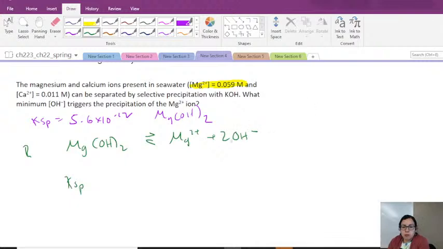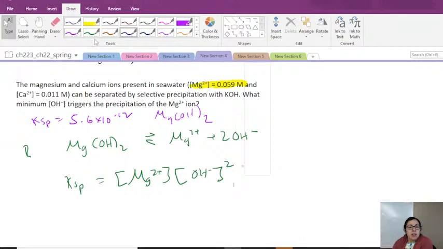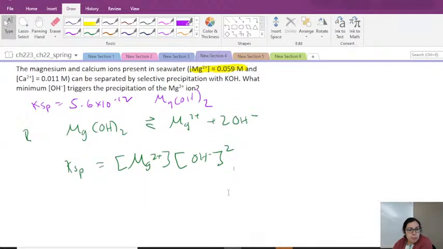We need to figure out, well, what is our hydroxide concentration right at this limit? And so our KSP expression is just our concentration of magnesium times concentration of hydroxide squared. And we're given the initial conditions of magnesium, so how many ions we have in solution in seawater. So we can plug that in for our magnesium concentration, and then we just have to solve for hydroxide. And so let's plug in these numbers.